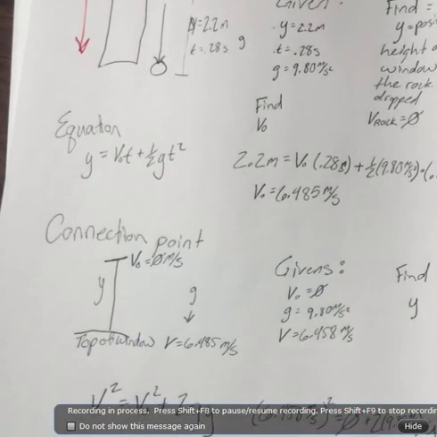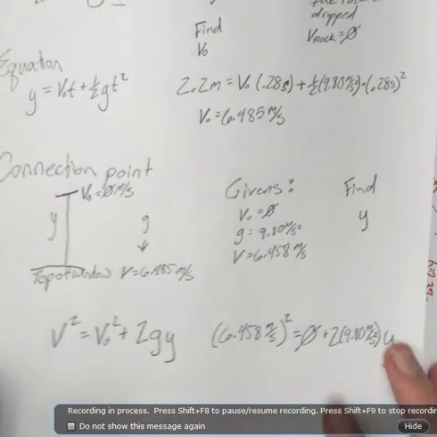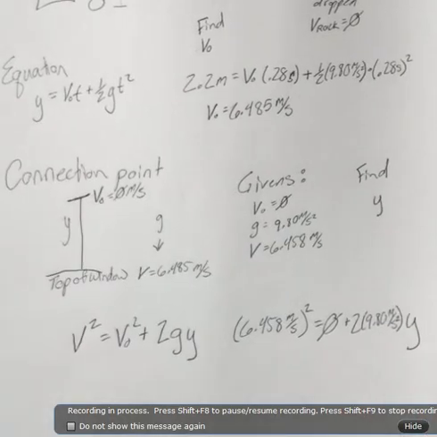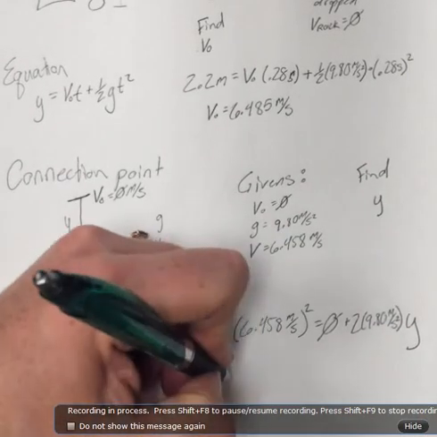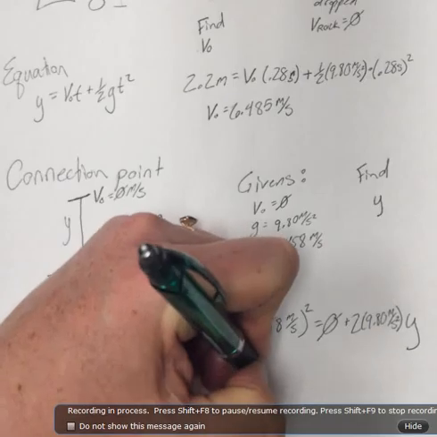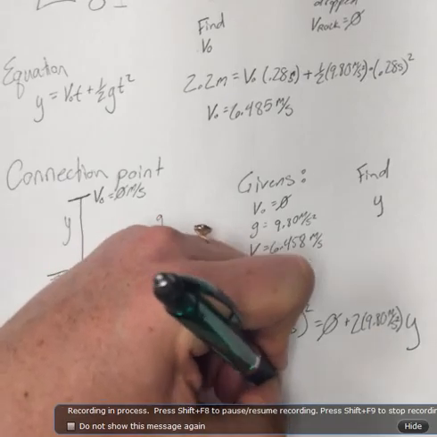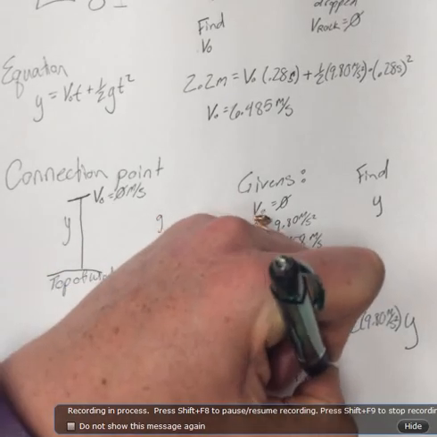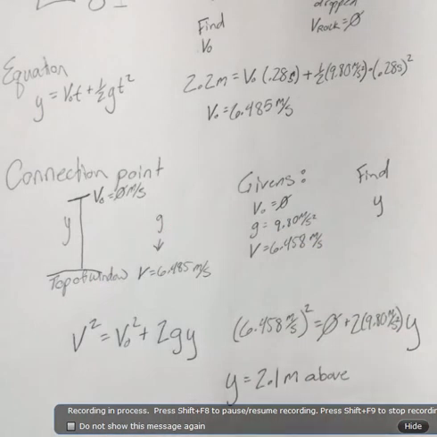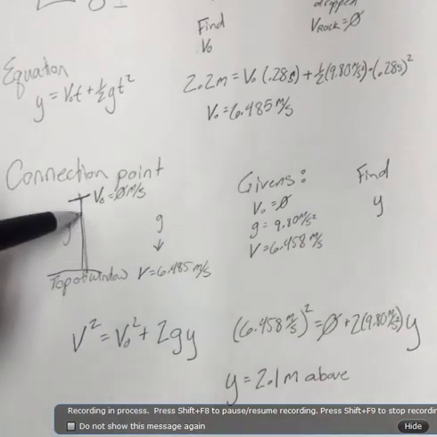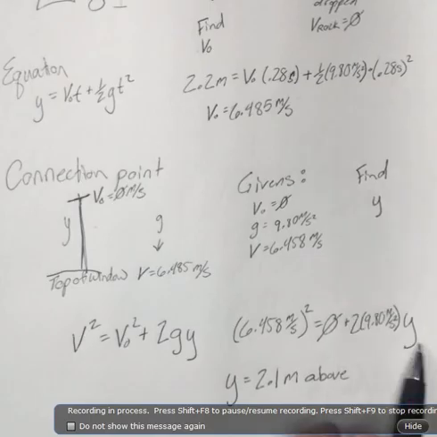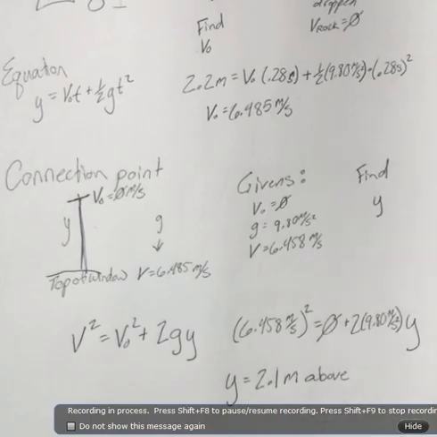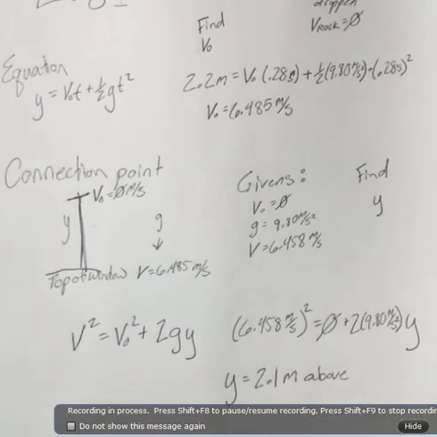I'm going to isolate my y value, and my y is actually going to be equal to 2.1 meters above. Right, because this displacement right here was 2.1 meters. That's what that value right here represents. And so this is a really good example of what a problem with a connecting point looks like, and hopefully you found that solution helpful.